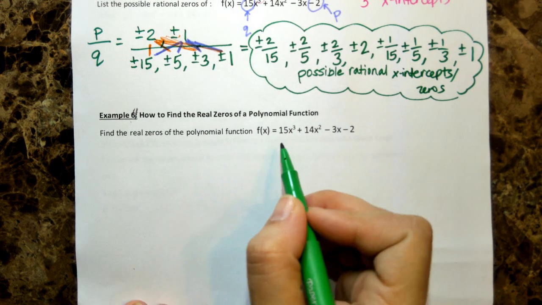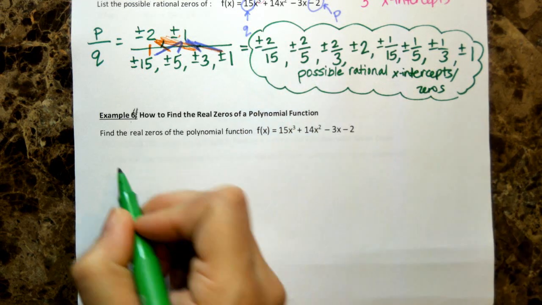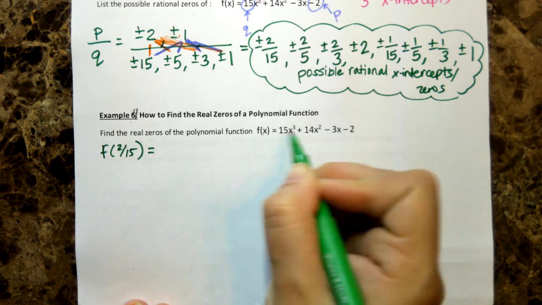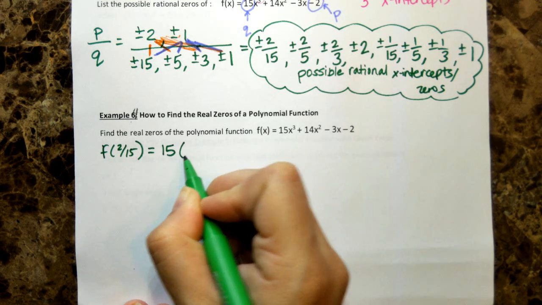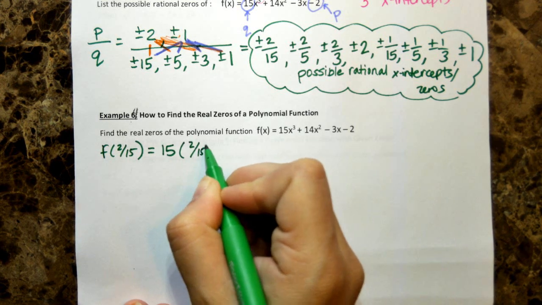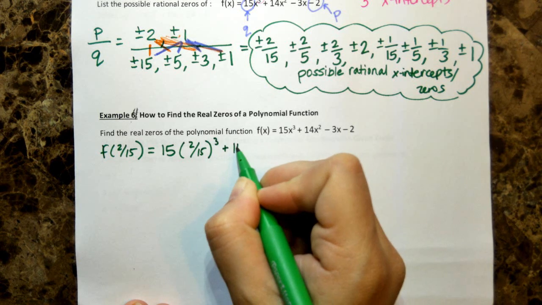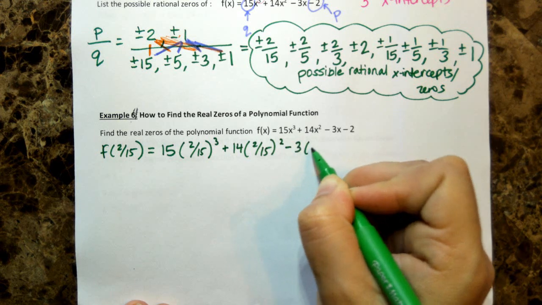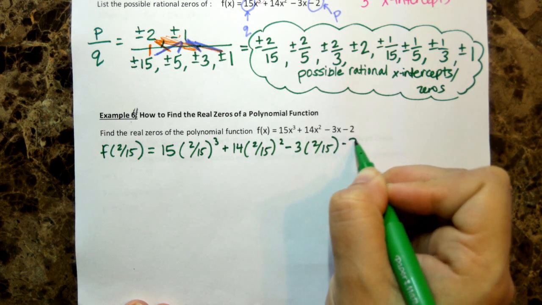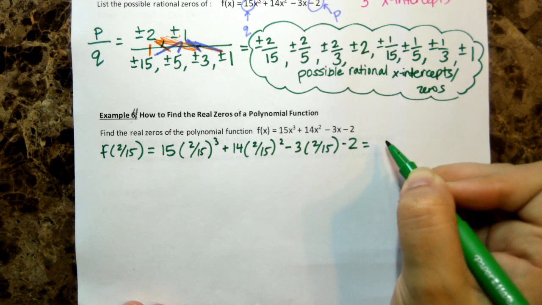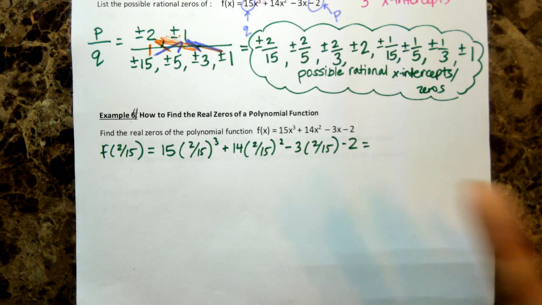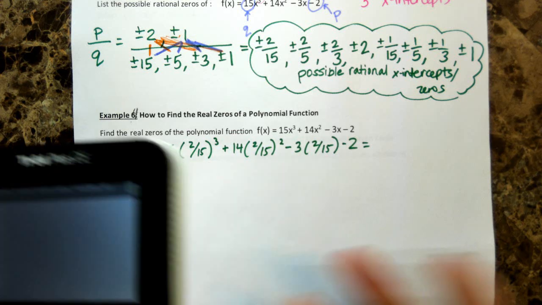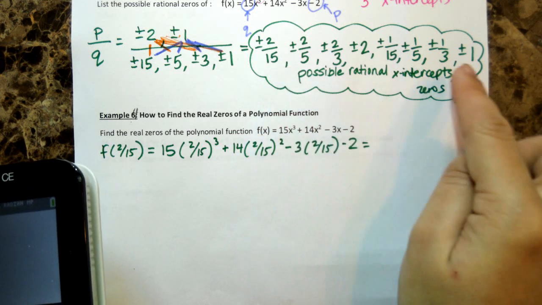Now again, you can plug each one in by hand, starting with the first one. So you can plug in positive 2/15 for x, and you would have 15 times 2/15 to the third power, plus 14 times 2/15 to the second power, minus 3 times 2/15 minus 2, and see if you get 0. And if you do, it's an x-intercept. If you don't, then it's not. That's going to be a lot of work to do by hand, individually, because there's so many different numbers.